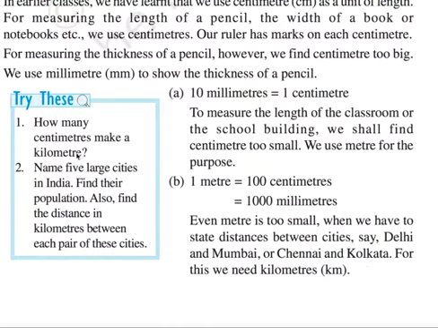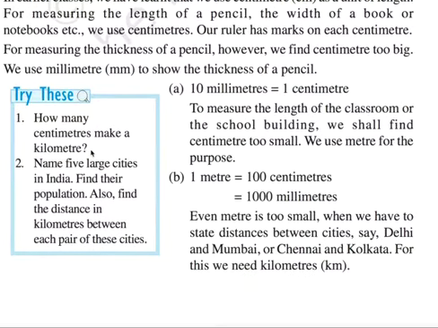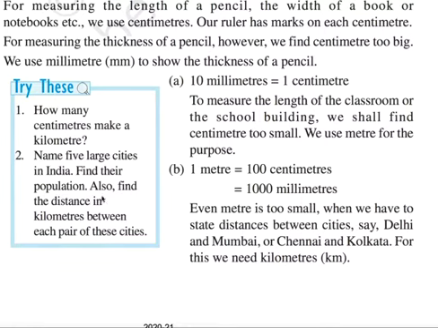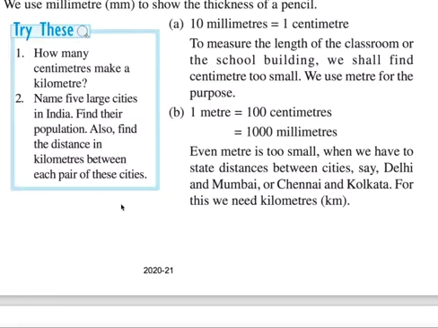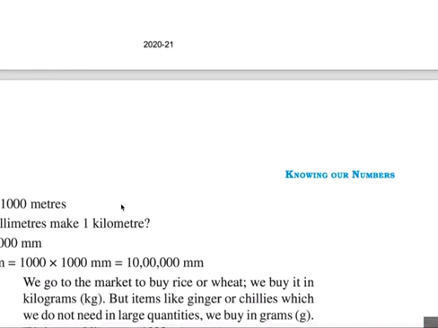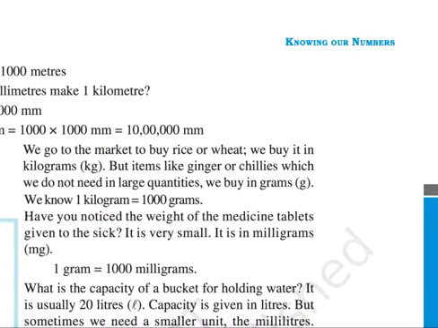How many centimeters make a kilometer? 1000 meters into 100 centimeter, right? So total 5 zeros, that is 1 lakh centimeters make a kilometer. Name 5 large cities in India, find their population, also find the distance in kilometer between each pair of the cities. These you can do in your leisure time.